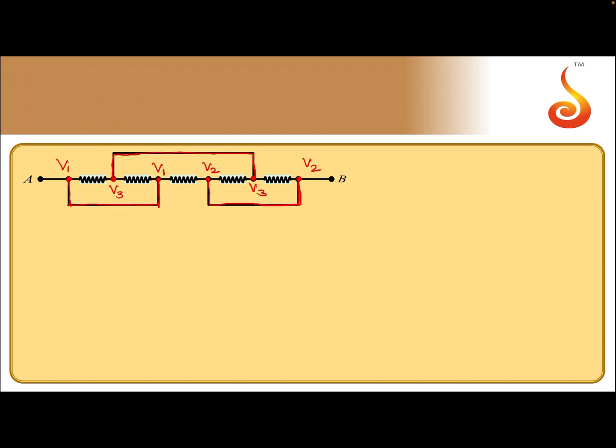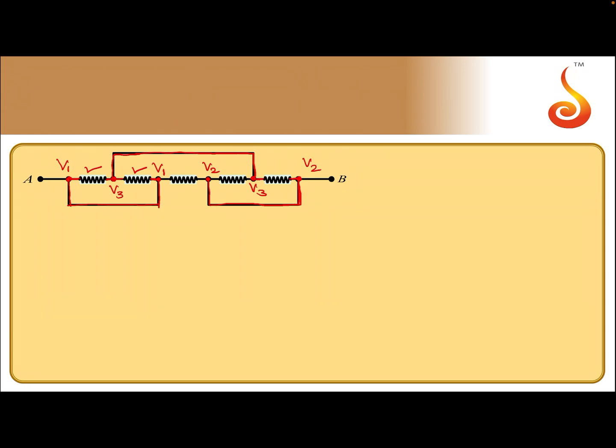Now I can redraw this circuit. See, this resistance, which I am marking, is between potentials V1 and V3. So this is also between V1 and V3. So they must be in parallel. They have the same potential difference across them. They must be in parallel.